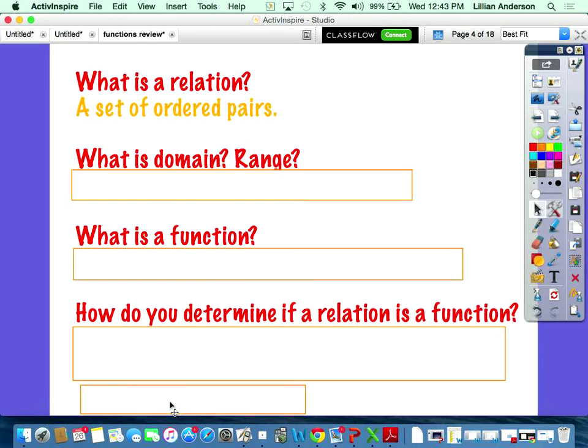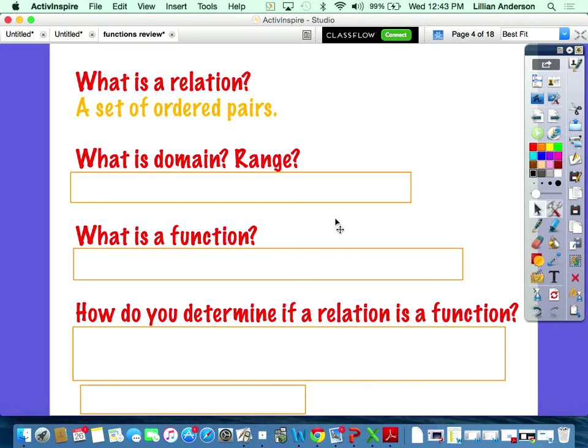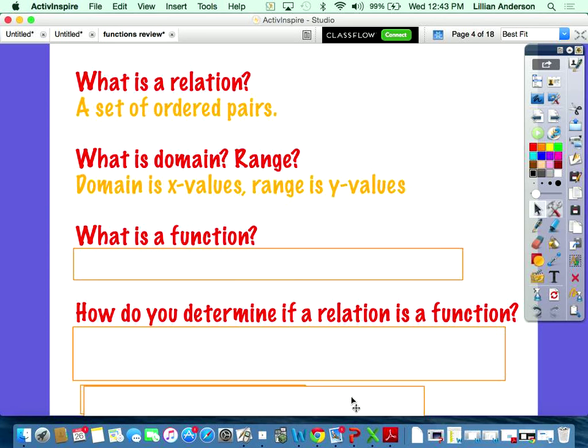Okay, so like (1, 2), (2, 3), (4, 5), and so on and so forth. That is a relation. Next one's a little bit easier though. Domain. What is domain? All the x coordinates. The range is all the y's. Yes, you guys remember that one? Good stuff.